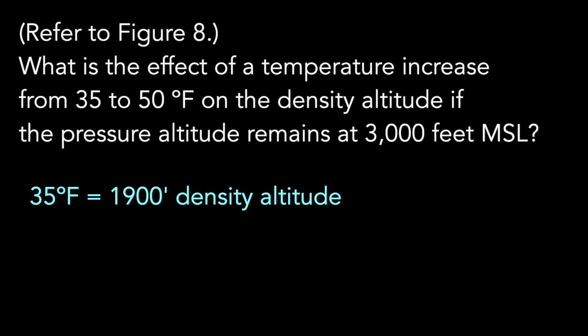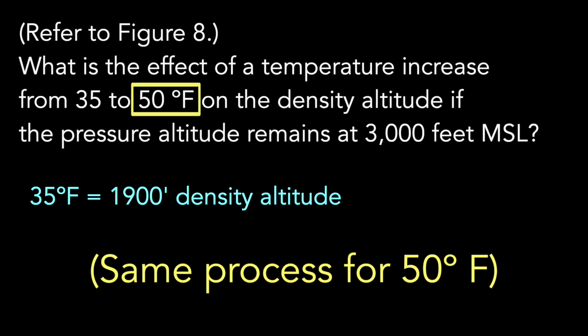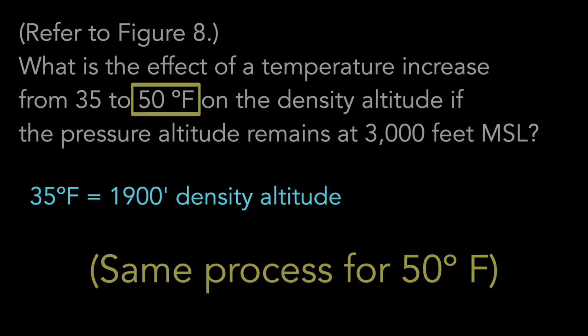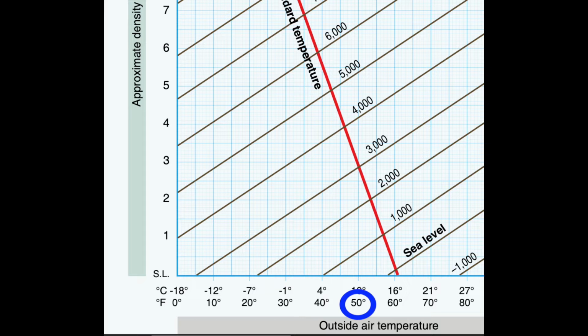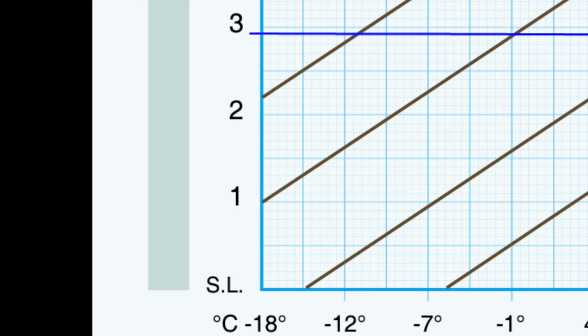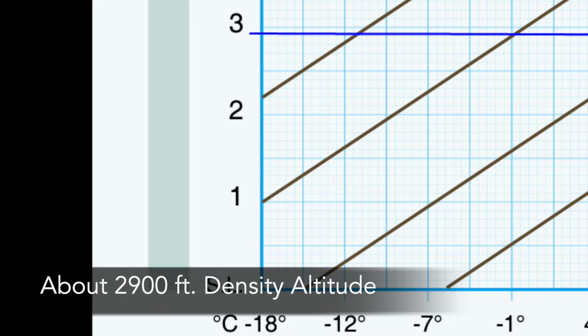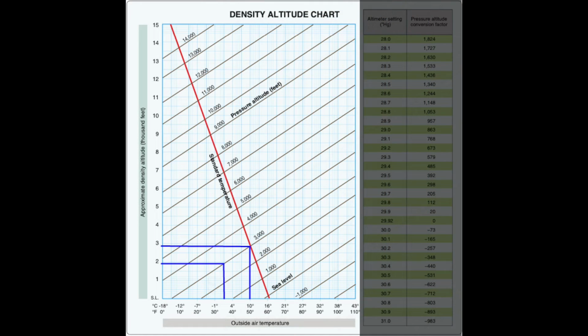So all we have to do next is to do the same process for the 50-degree temperature condition to compare it with. So we will start at the bottom of this graph again, locate the 50-degree point on the Fahrenheit scale, travel up from there to reach the 3,000-foot pressure altitude line, and from there, travel horizontally straight across to the left side and get our density altitude reading. This time, my results look to be a little short of 3,000 feet. So about 2,900 feet would be my density altitude reading for this condition.